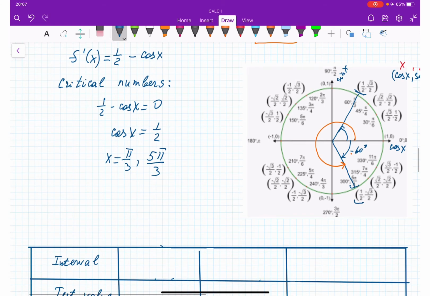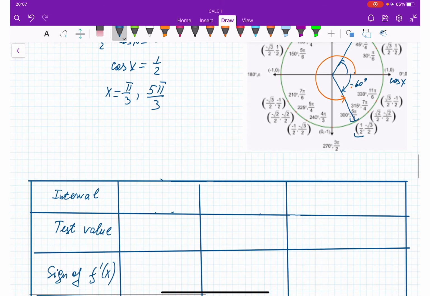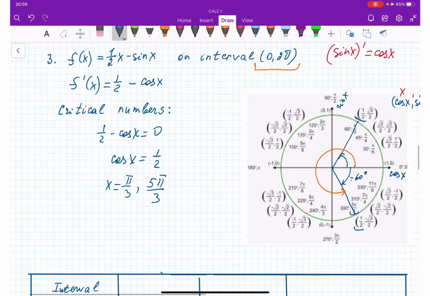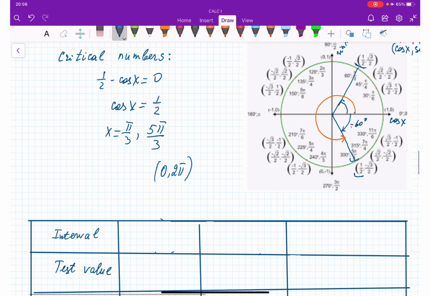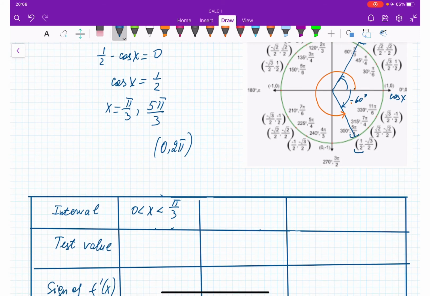So we have practically 3 intervals. One is, considering the limitation, starting from 0, so x is greater than 0 and less than pi over 3, right? Then we're going to have between pi over 3 and 5 pi over 3. And lastly, x is greater than 5 pi over 3 and less than 2 pi.